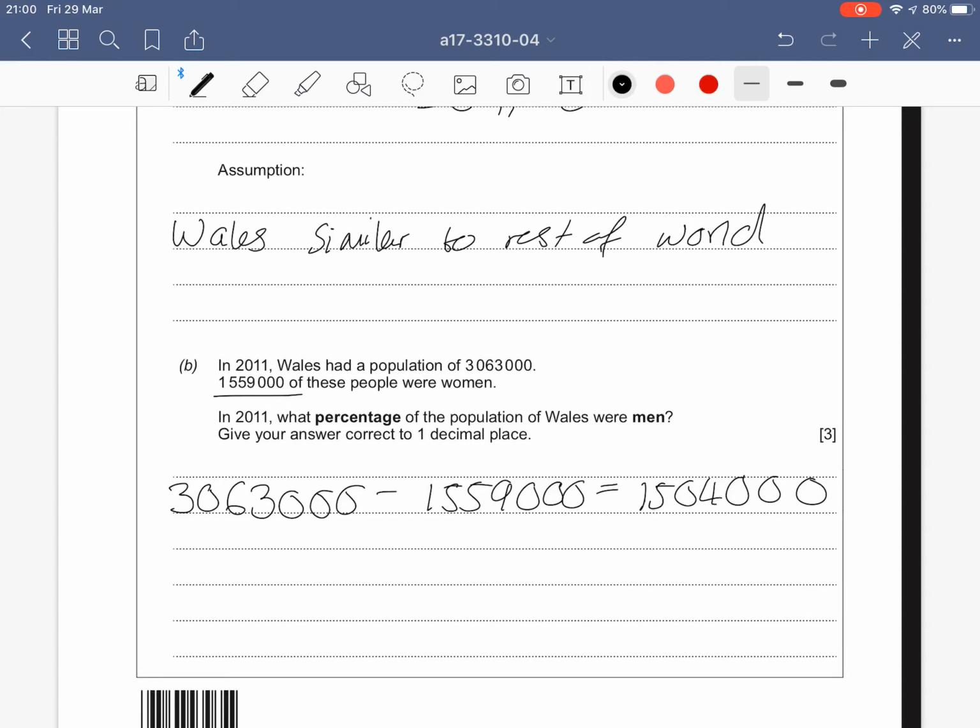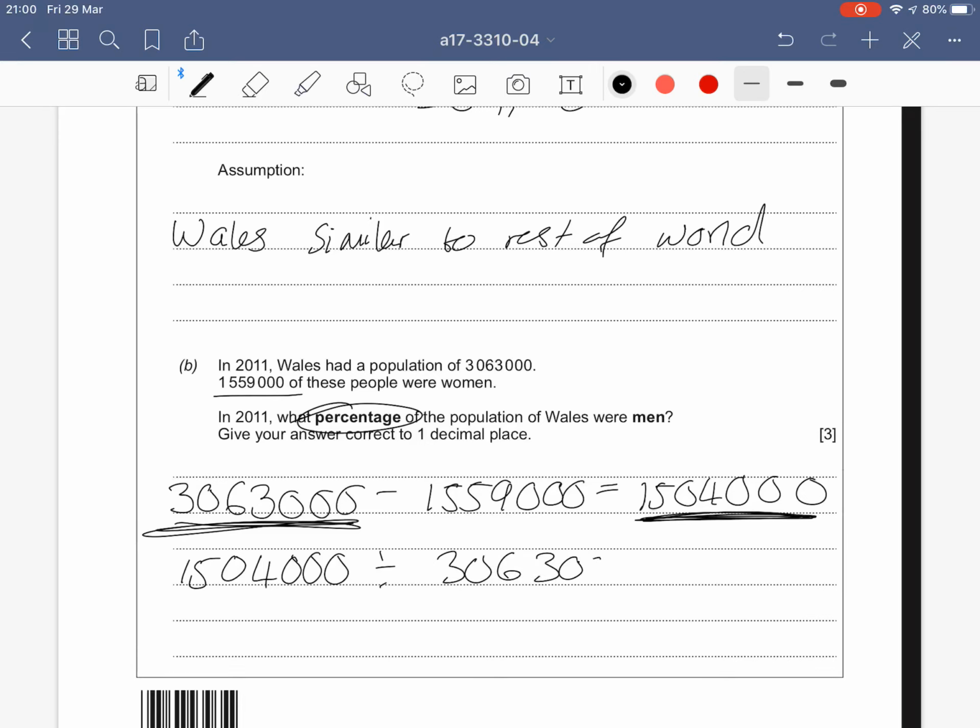So we need the percentage. As a percentage, we're just taking the amount of men and dividing it by the total. So we take the number of men, 1,504,000, divided by the 3,063,000. Don't forget you've got a calculator. Obviously you couldn't do that without a calculator. You get 0.491, but we want that as a percentage, so times it by 100, and you get 49.1%.